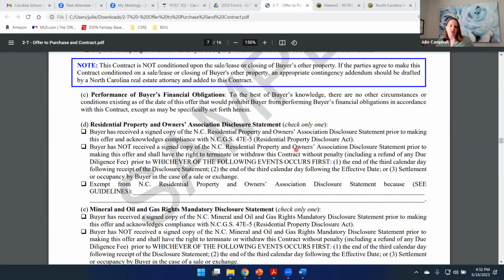Performance of buyer's financial obligations. To the best of the buyer's knowledge, there are no other circumstances or conditions that would prohibit the buyer from performing their financial obligations. For example, if the buyer is trying to get loan approval while facing bankruptcy or foreclosure, that may slow the whole process down. That's something that the buyer should represent to the seller. That would absolutely affect their loan and their performance of their financial obligations.